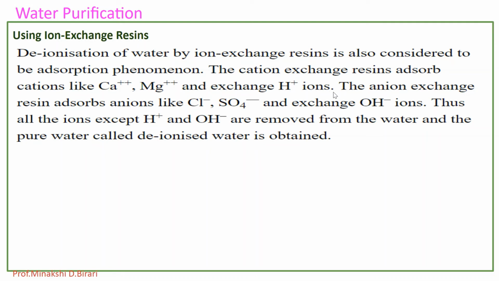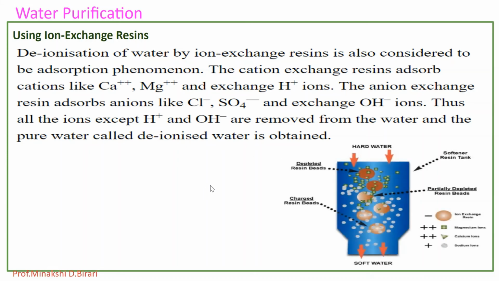The cation exchange resins adsorb the cations, and there is the exchange of H+ ions. The anion exchange resins adsorb anions like Cl- and SO4 2- and exchange OH- ions. Thus, all the ions except H+ and OH- are removed from the water, and the pure water is called deionized water. So, water of very high purity can be obtained by removing all dissolved salts. This is accomplished by using both a cation and anion exchanger resin.